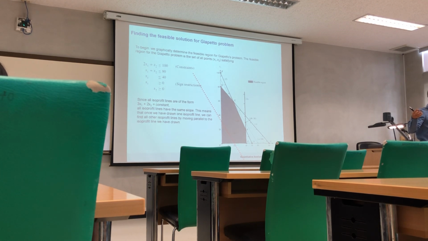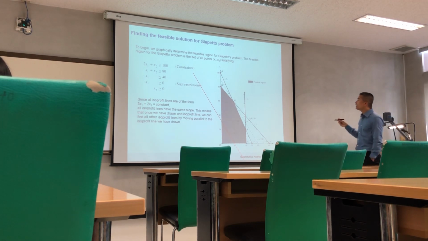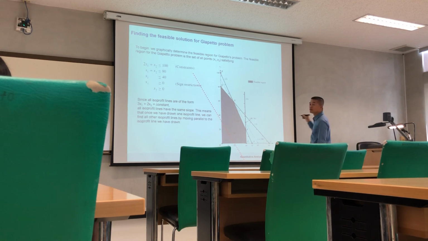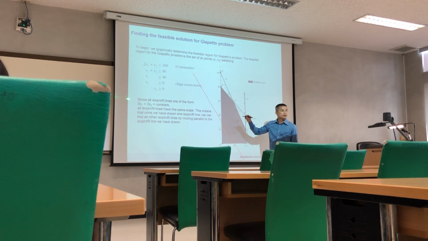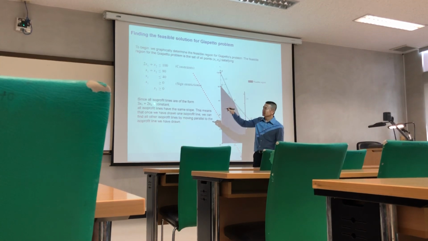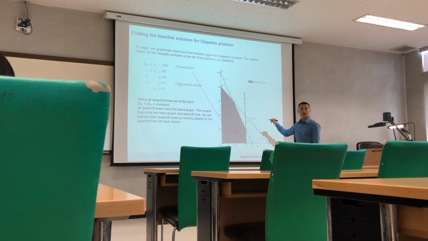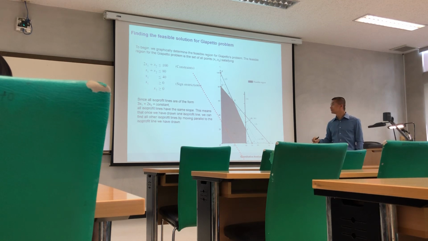But the question is, which point gives you the maximum value or optimum value? Your goal is to find the point that maximizes this objective function value, 3x1 plus 2x2.